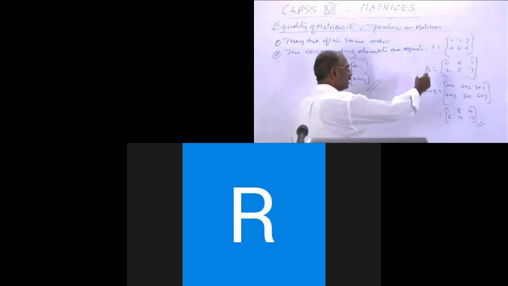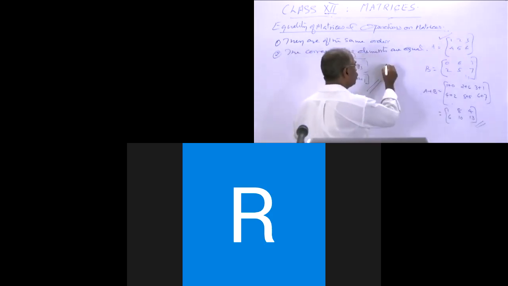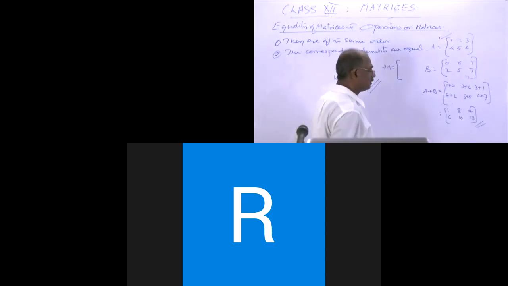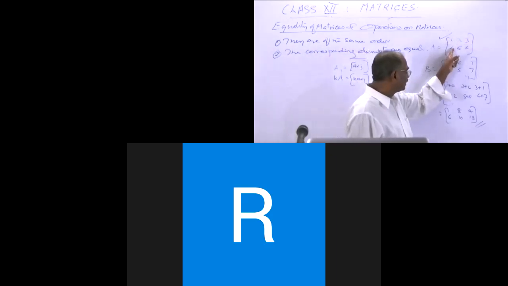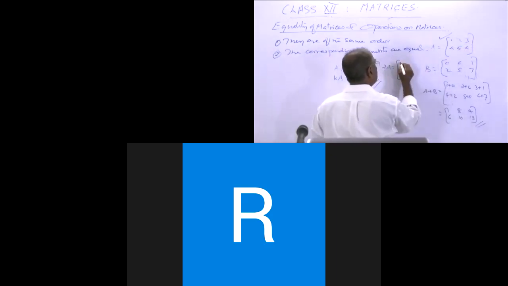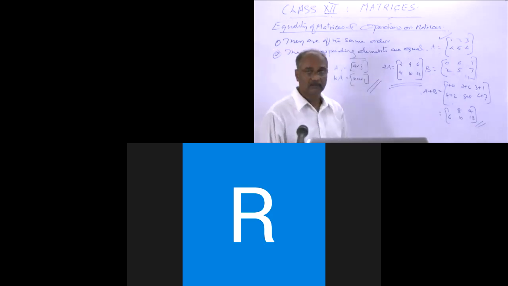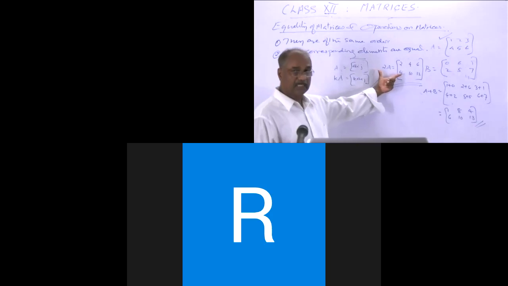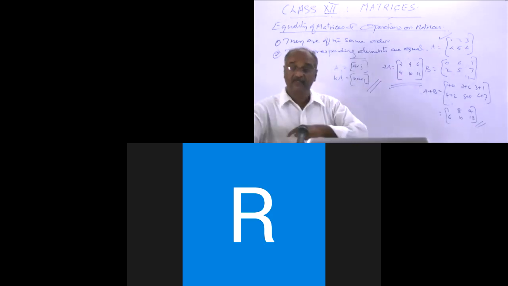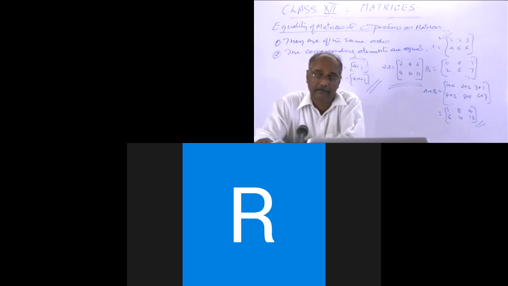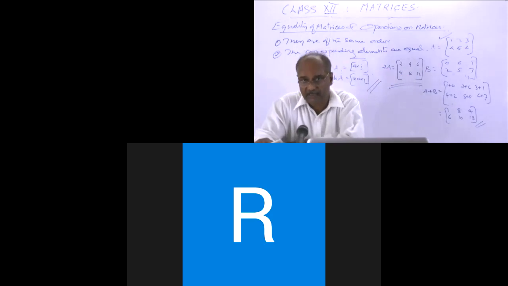For example, consider this A. Then 2A means multiplying all the elements of A with 2. 2 into 1, 2, 2 into 2, 4, 2 into 3, 6, 2 into 4, 8, 2 into 5, 10, 2 into 6, 12. So 2A is this matrix. Similarly, we can have the multiplication of this matrix A with any constant. So that is scalar multiplication.